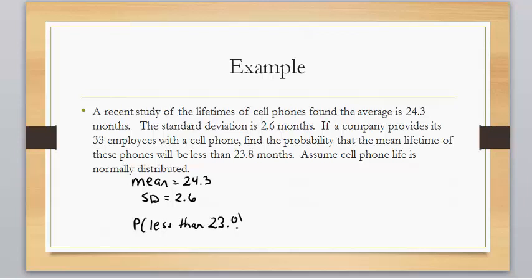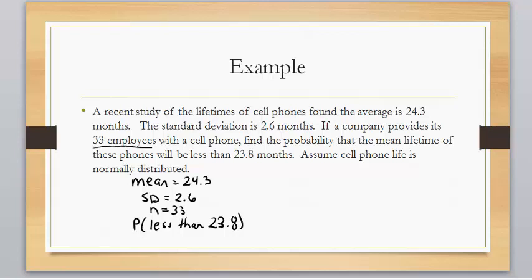Now, you need to be asking yourself, which version of the formula am I going to use for this problem? And realize that we are talking about 33 employees. So not just one, but a group. And remember that that is going to play the role of a sample. All right, so I have an n value of 33 to go into my formula here.